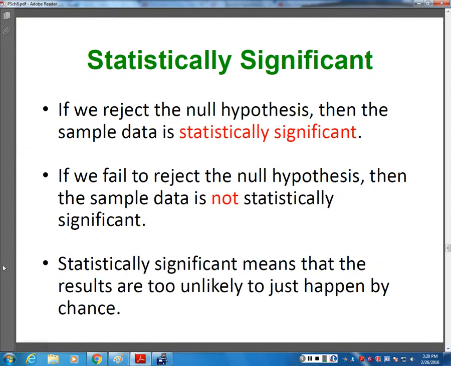And when that happens, the sample data is often called statistically significant. Statistically significant means that it's just too unlikely or too rare for this result to have actually happened by chance. If we fail to reject the null hypothesis, then the sample data is not statistically significant. Now, our results may be significant in some other way, but not statistically so. They're not rare enough for us to use the rare event rule.